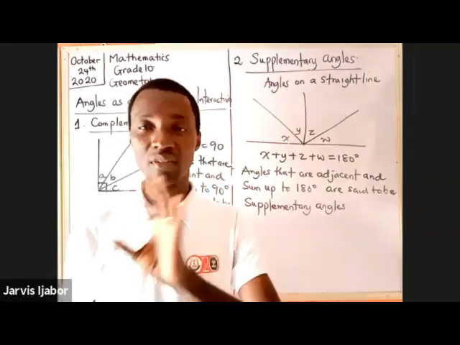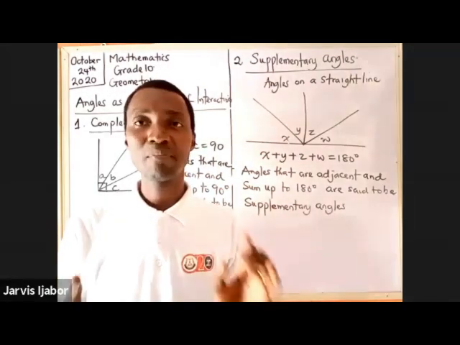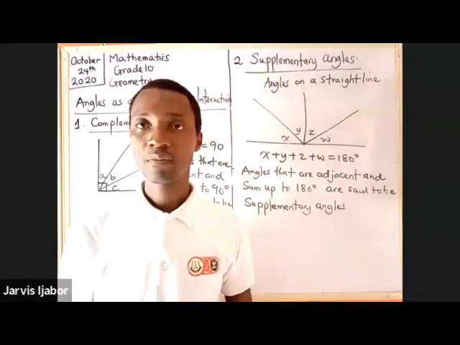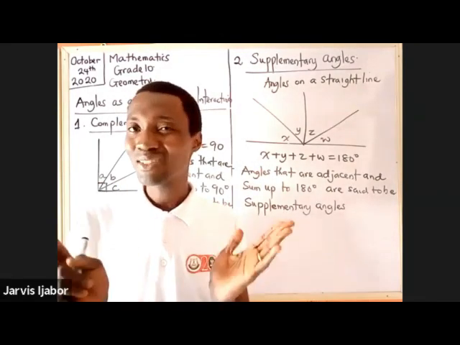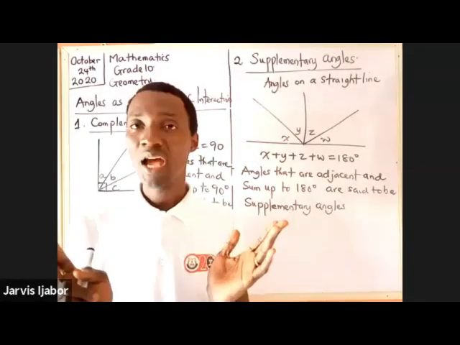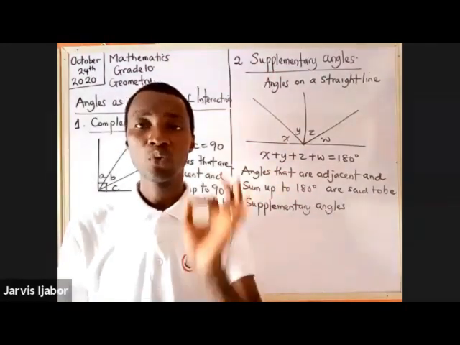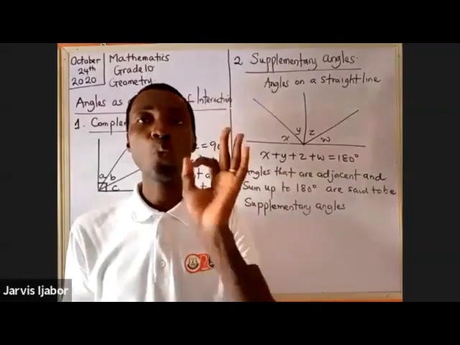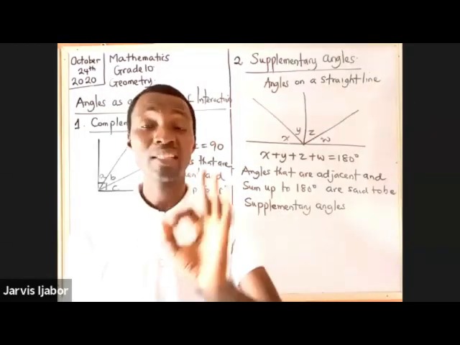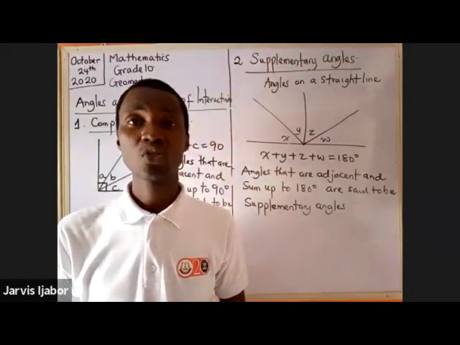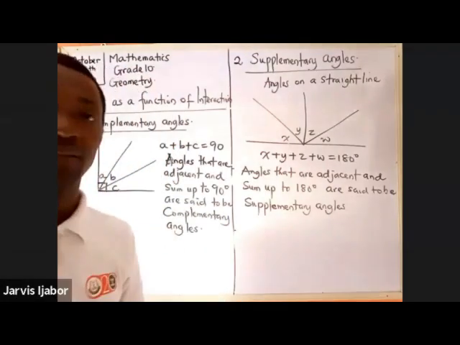The key word in these two types we've considered is the matter of adjacent. These angles must lie adjacent to one another. That's one. And their total. So the angles could be 2, could be 3, could be 4, could be 5. But essentially, once they sum up to 180 degrees, we treat them as supplementary angles. Let's allow that to digest.